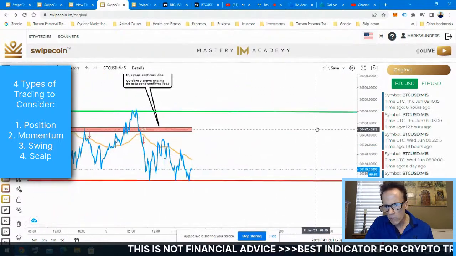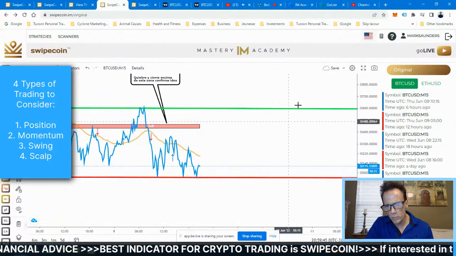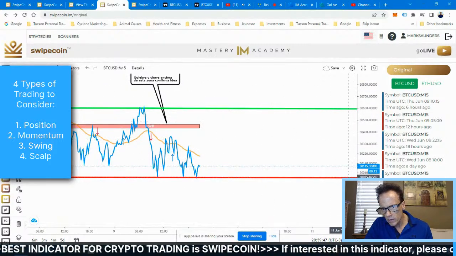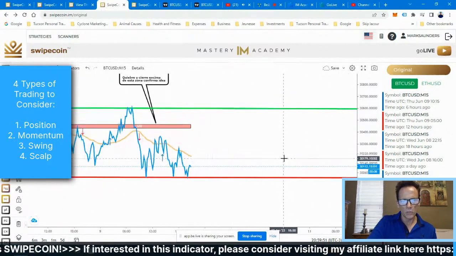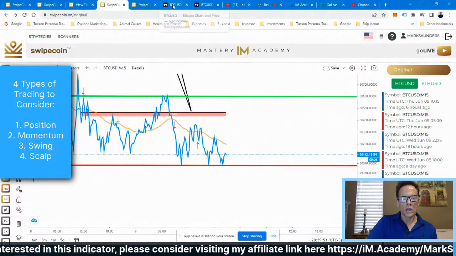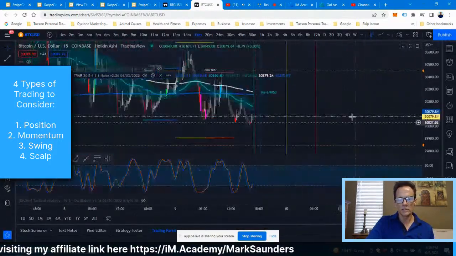Okay. So where are we at right here? It looks like we're about 30,060 for the resistance if it breaks up, and about 30,025 for the breakdown. Now, I'm going to show you how simple this is.